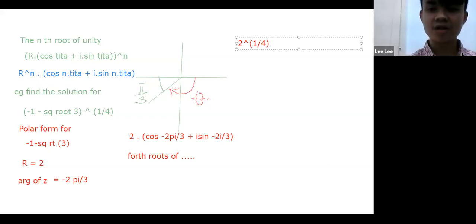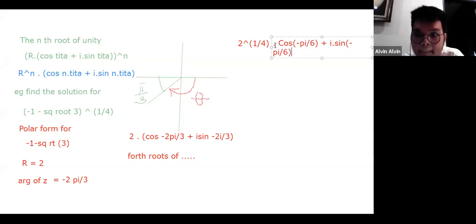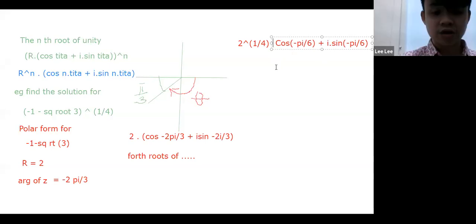Understand? Then because you root it, the angle you do not multiply; you multiply with the power still. So your 2 pi over 3 multiply with 1 over 4, or simply the angle just divide by 4 because it's the fourth root. If you divide by 4, you get negative pi over 6 for the cos, plus i times sine negative pi over 6. Do you understand till here?